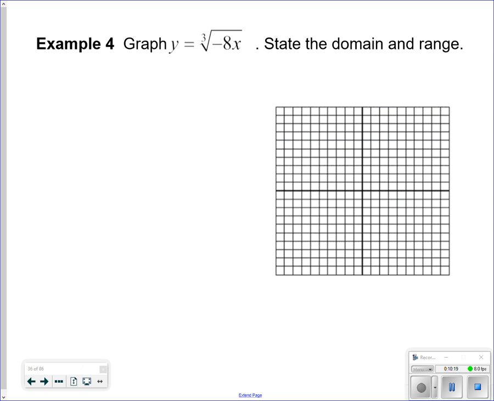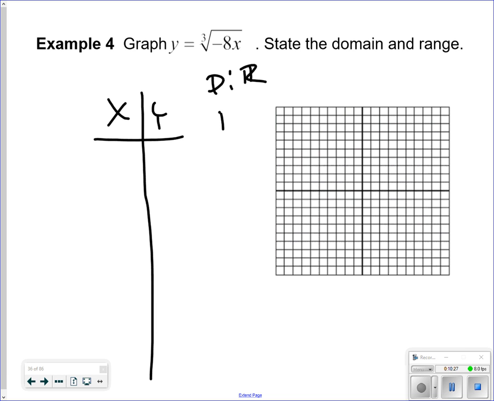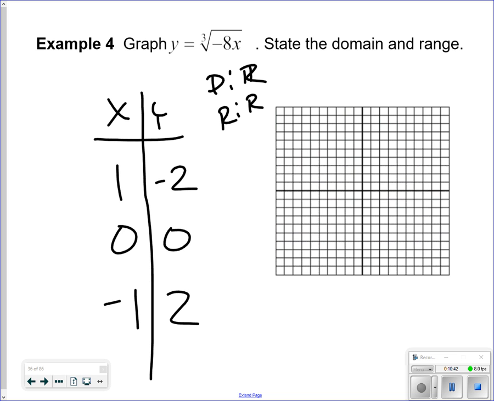Cube roots are actually a lot easier. You can pick any number you want when doing your XY chart. Your domain and range are going to be all real numbers. And so when you do this, you can pick anything you want. For instance, I could pick 0, and I get the cube root of 0, which is 0. I can pick 1, and the cube root of negative 8 would be negative 2, or the cube root of negative 1, which is positive 2.